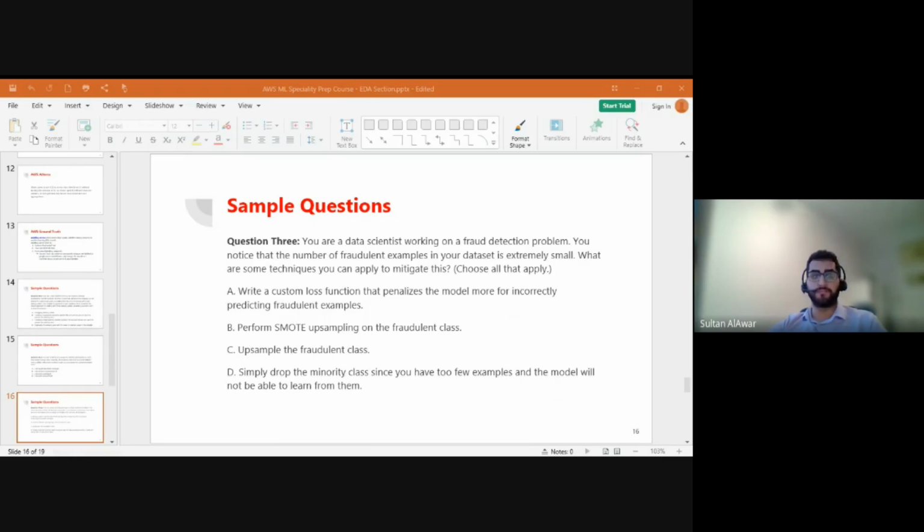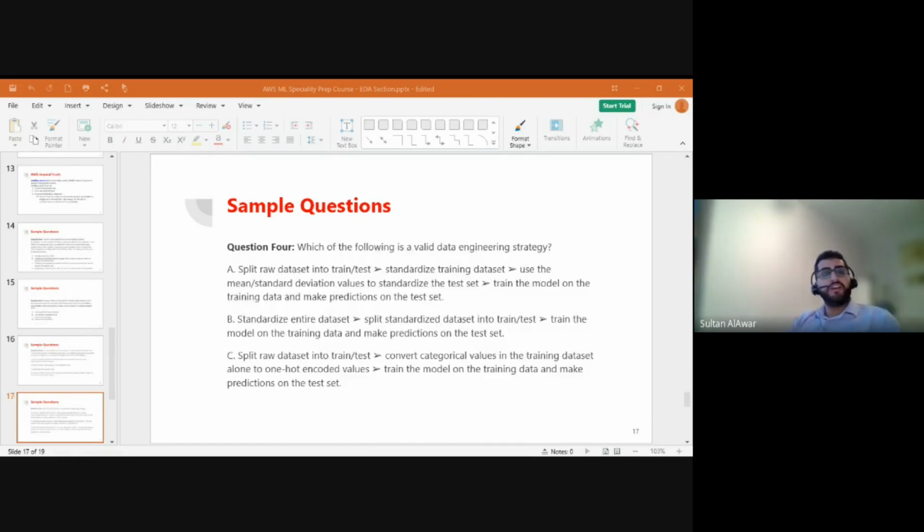Or D, simply drop the minority class since you have too few examples and the model will not be able to learn from them. So option A is definitely correct. Option B is correct. Option C is correct. Option D is definitely incorrect, because if we drop the minority class, then we will end up with one class only, and this is not a binary classification or fraud detection problem. So we will not be able to deliver the project. So A, B, and C are the correct answers.